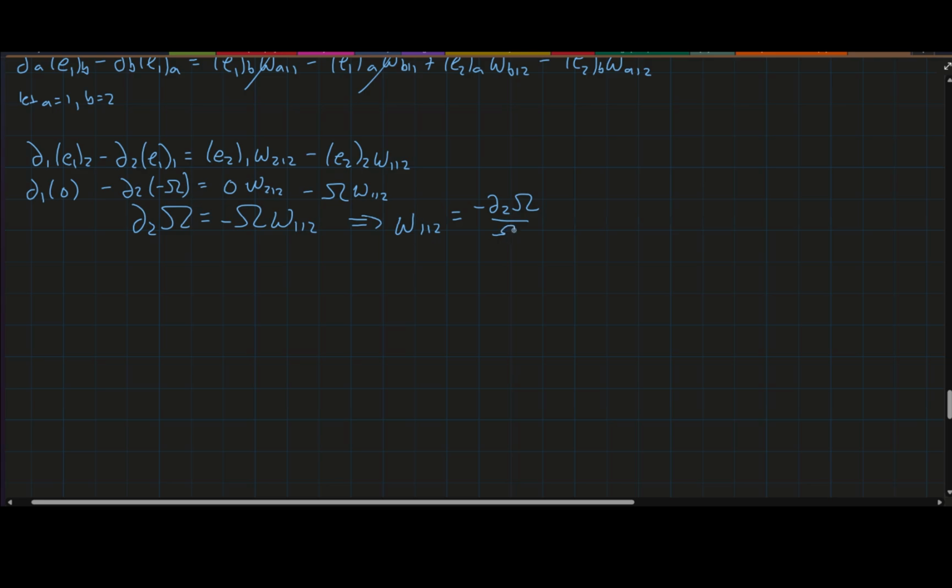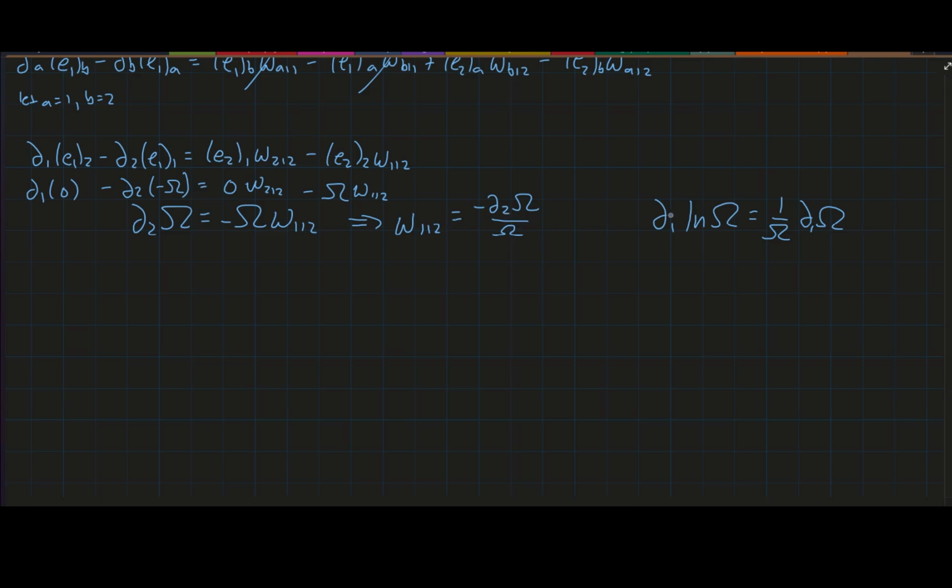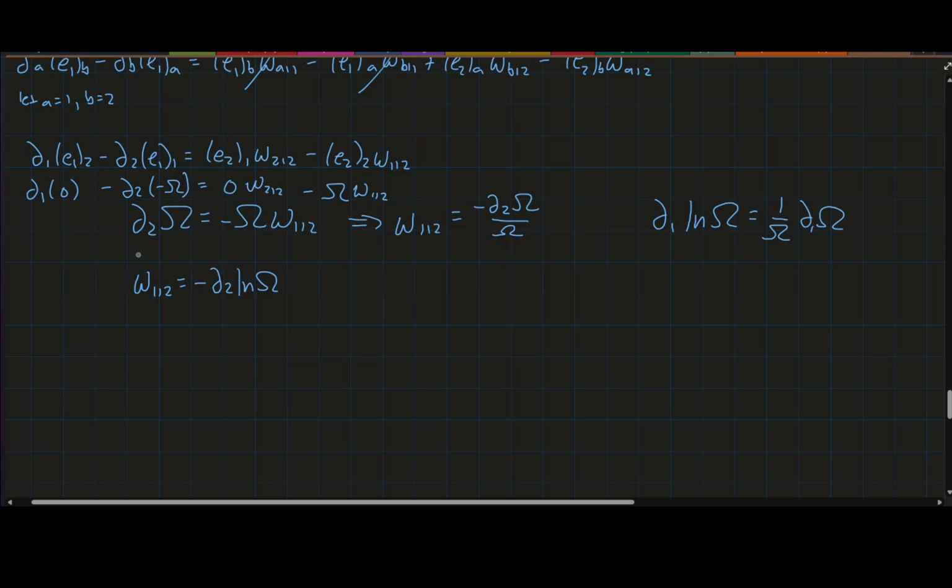over omega, and we're going to make use of a little trick here. So recalling the fact that the derivative of the natural log of some function is going to be 1 over that function times the derivative of the function itself. Because of this, if we look at the right-hand side of what our W112 is, it looks a lot like a natural log. So we can actually rewrite and say that this W112 is minus del 2 of the natural log of omega.